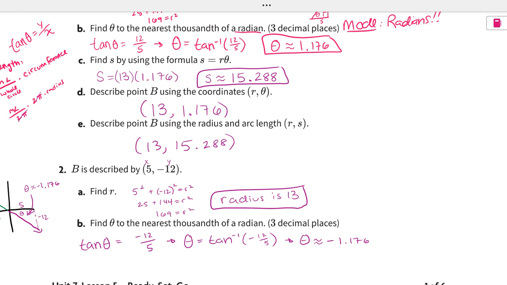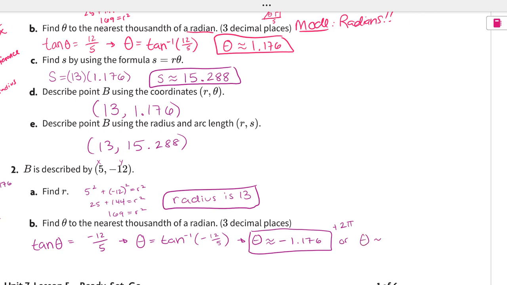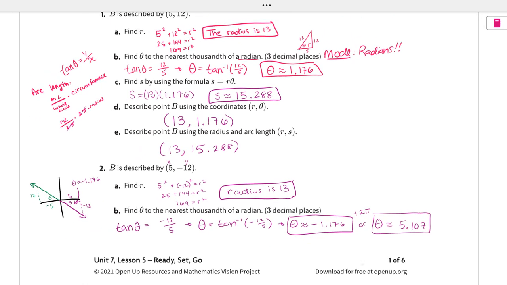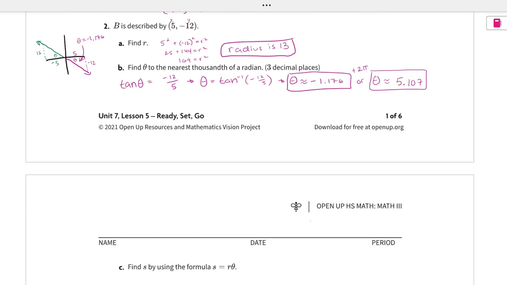If we want a positive angle, we add a full circle, add 2 pi. So I'm going to add 2 pi to my answer so that we have a positive angle, which gives us 5.107. I'm going to keep it at 3 decimal places. So if I add 2 pi, I get that positive angle. It doesn't say that theta has to be positive, so it's okay to use the negative version.